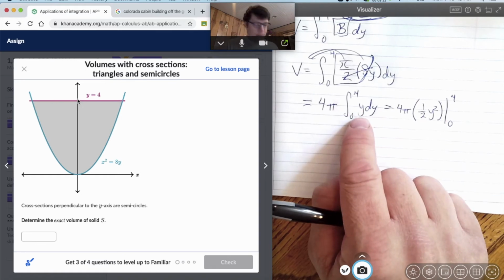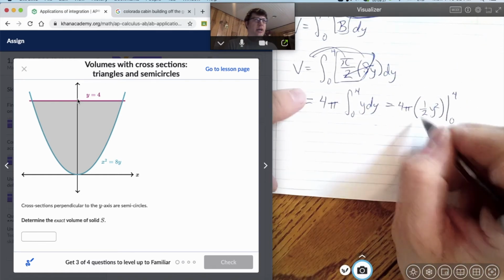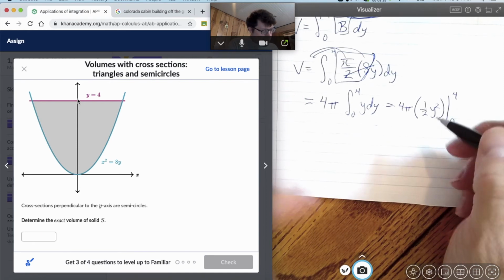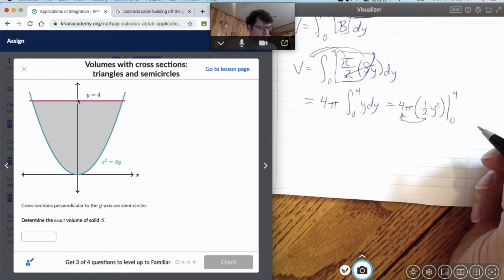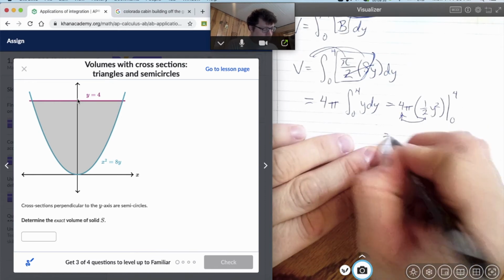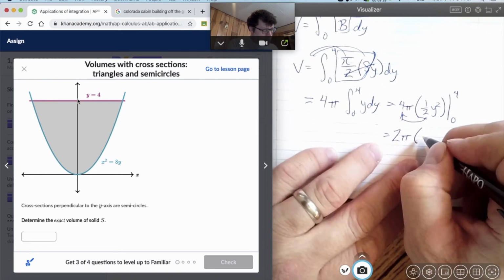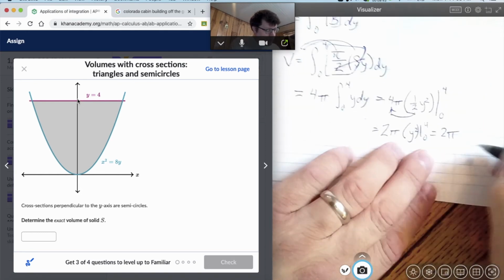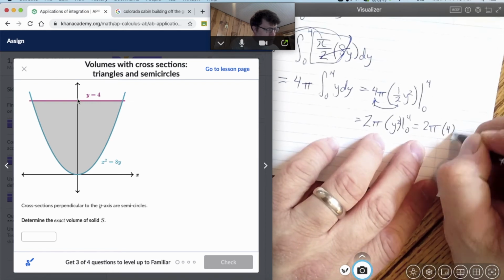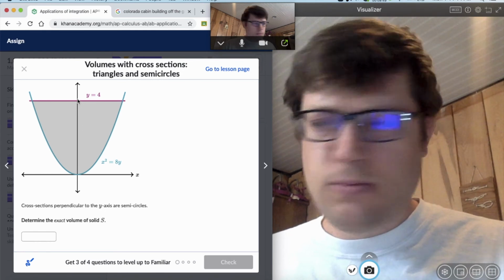So using that, we have 4 pi. Can I take the 1/2 out? I think I can take the 1/2 out, because it's just going to be multiplied in 2 layers. So I really have 2 pi times y squared from 0 to 4. Or I have 2 pi times 4 squared minus 2 pi times 0 squared. Oh, that's easy. We like things like that.